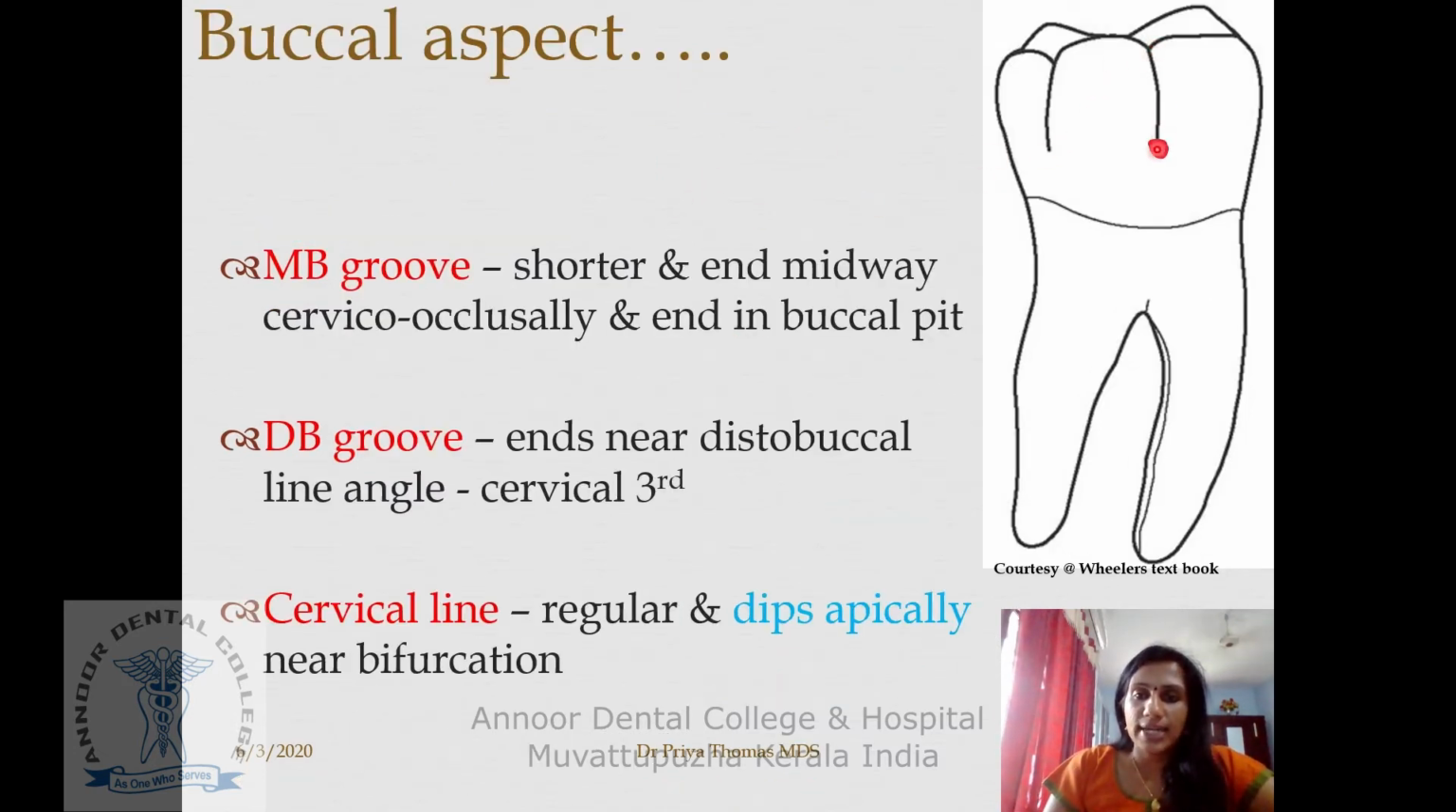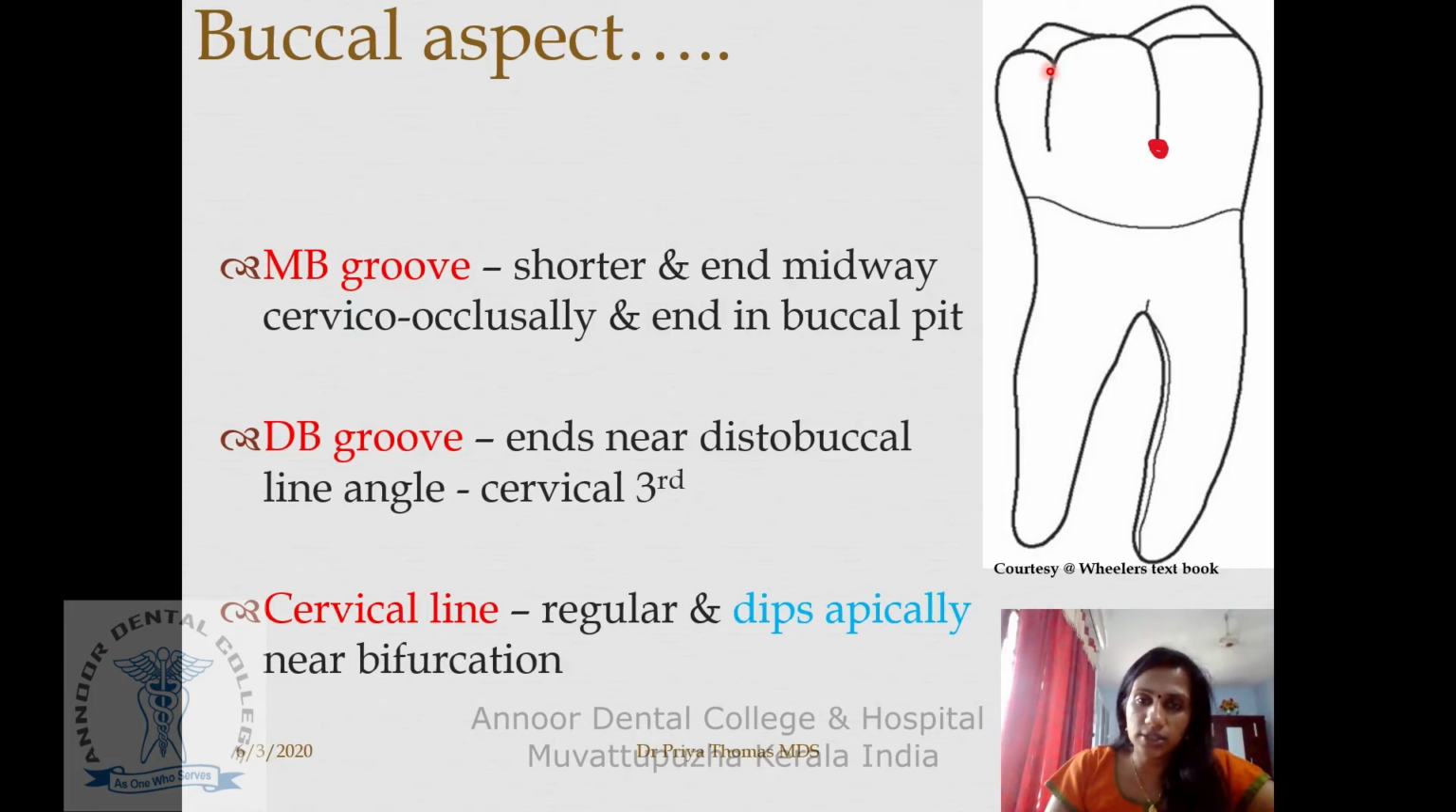Now, when you take the length of each groove, your mesiobuccal groove is shorter and it ends exactly in the mid-point when it runs cervico-occlusally. So when you take it from the cervical to the occlusal aspect, this groove ends in the middle portion. And it will end in a buccal pit. You have a small depression here at the terminating part of your buccal groove, which is your buccal pit. So this groove will always end in your buccal pit.